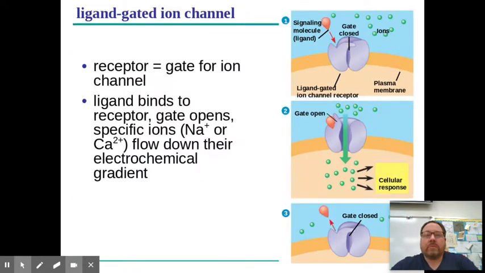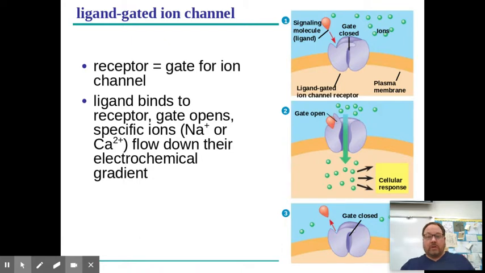Another type of receptor in plasma membranes that we'll look at is a ligand-gated ion channel. This is going to be really important when we get into the nervous system, because what will happen is, again, a ligand docks on a receptor, and notice the shape change. This is called a ligand-gated ion channel. So there's a little gate that closes off the protein. When the ligand docks, it opens up the gate, and then the ions can diffuse down their electrochemical gradient. Two common ones are sodium and calcium ions. So the ions will flow down the gradient and then cause cellular responses.